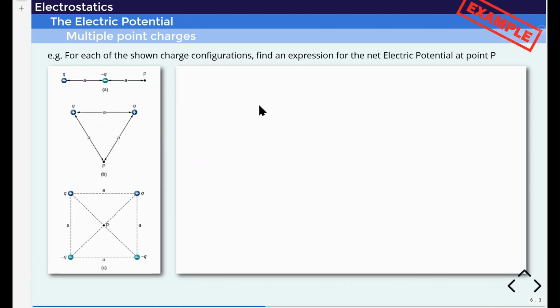So for example, suppose I'm thinking about this configuration A up here. I have some positive charge Q separated from some negative charge Q by a distance a. By the way, we call this a dipole because it's two poles, two charges that have the same magnitude but different signs separated by a distance. It's called a dipole. Suppose I want to calculate the potential at point P that is another distance a to the right of that negative charge. How would I do it?